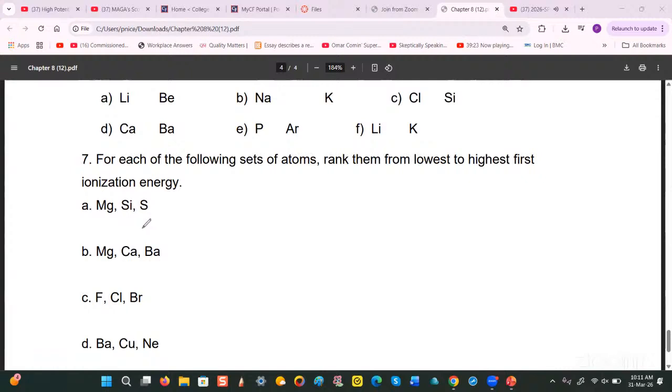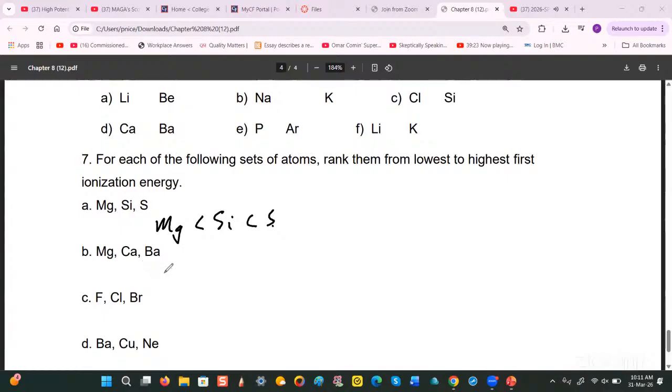Well, I have them in order, right? It's lowest to highest. Oh, lowest to highest, I'm sorry. Yes, it's actually in the correct order as it is. So magnesium would be the lowest, followed by silicon, followed by sulfur. Okay, very good. B, magnesium, calcium, and barium.